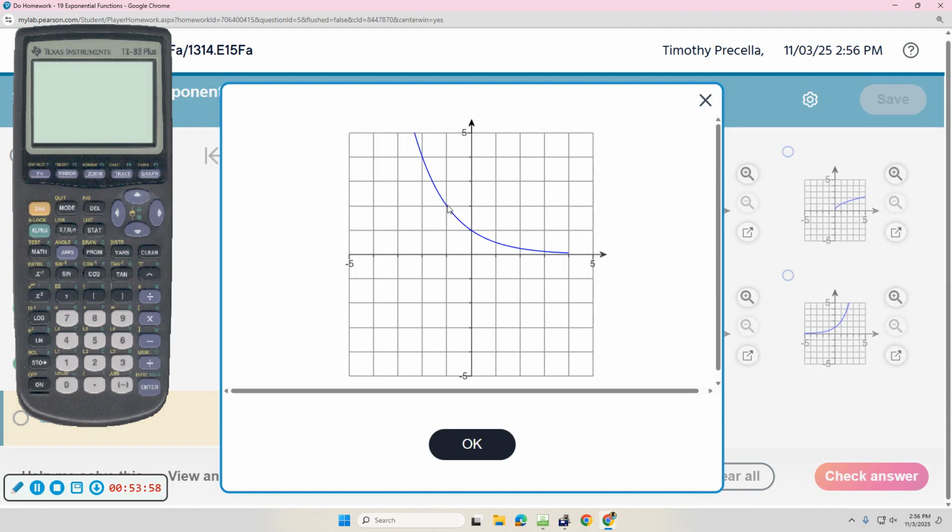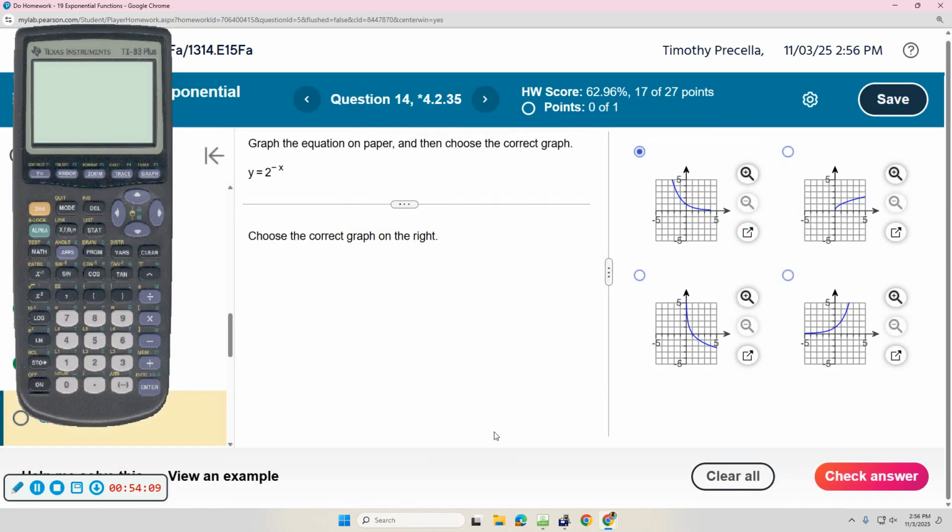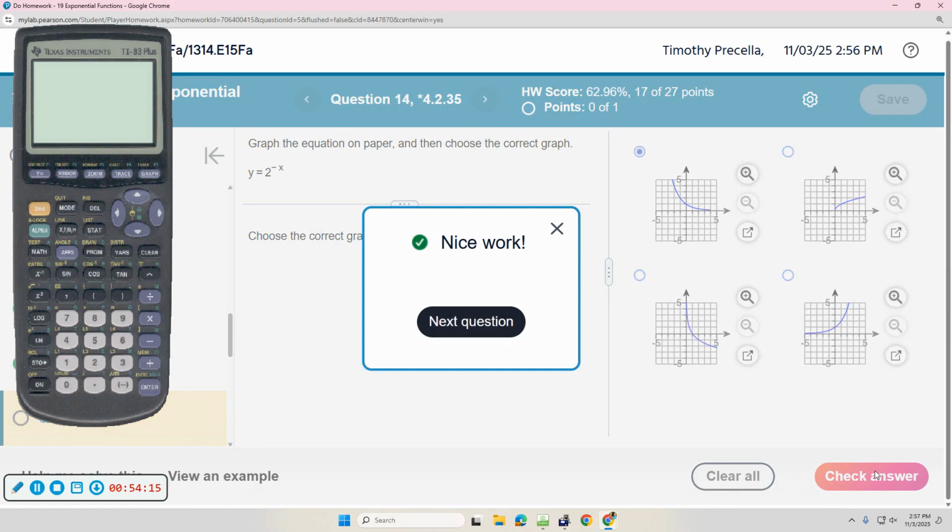Right 1, up 2, left 2, up 4. So there's a 1/2, a 4th, an 8th, a 16th. So which one was it? It was the first one. They're not labeled A, B, C, D. Oh, it is the first one. Right.